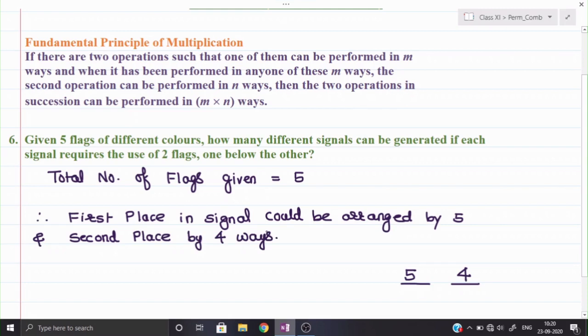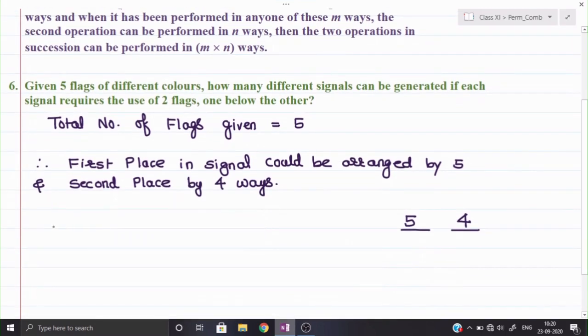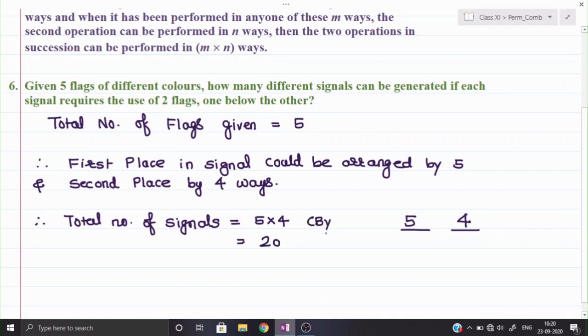So we can say that therefore the total number of signals, how many signals can we generate? The total number of signals will be 5 into 4, that is equal to 20. Here we can give the reason: by the fundamental principle of counting, which we have not given earlier, so you can write it down on the side also.